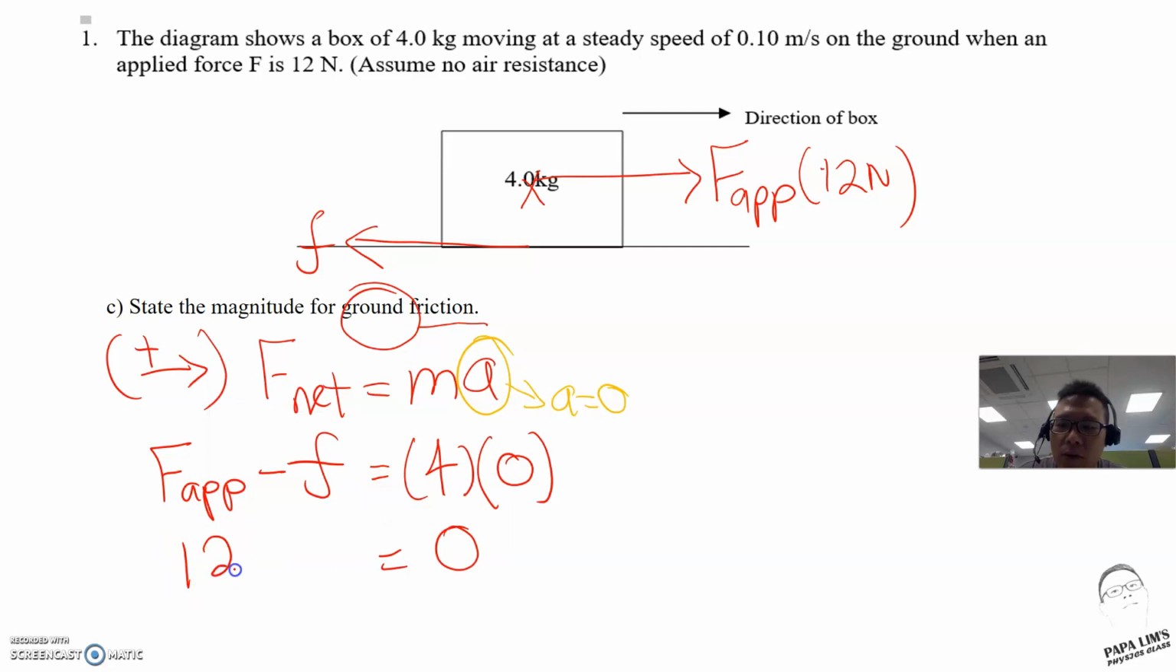So this will be 12 Newton minus F equal to 0. Let's rearrange. You have F equal to 12 Newton. Okay, so this will be the answer for part C. The friction will be 12 Newton.